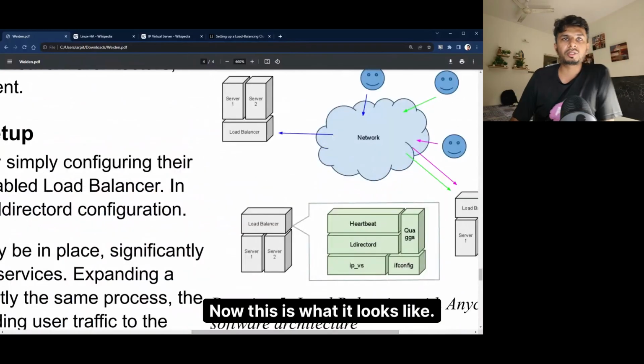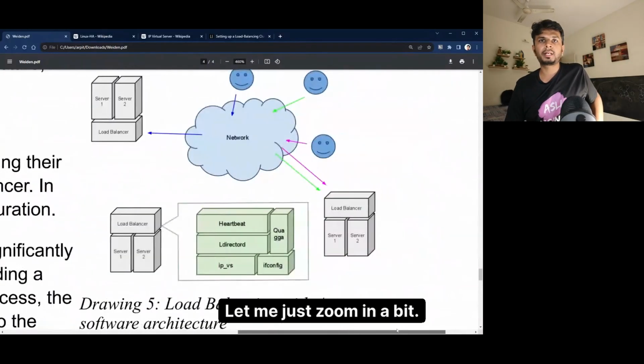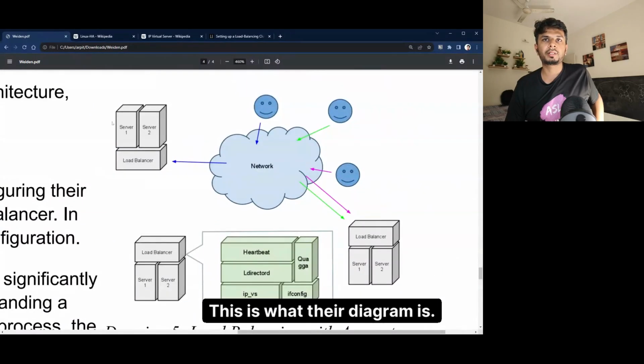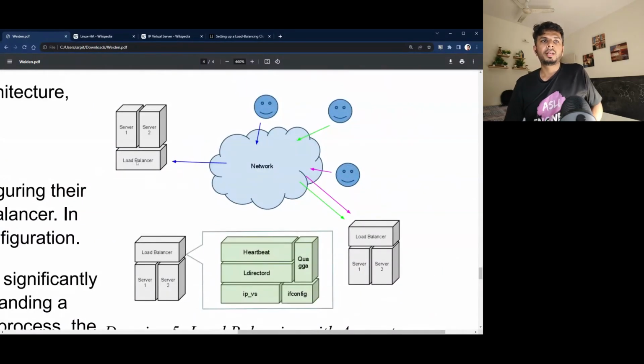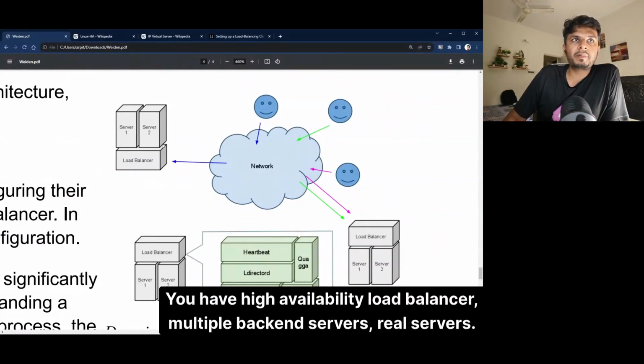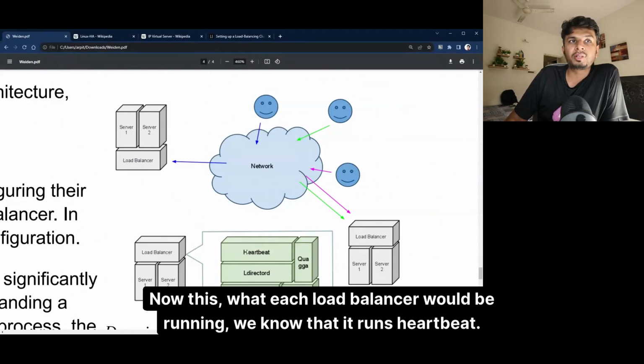Now, this is what it looks like. Let me just zoom in a bit. Okay, this is what their diagram is. This is what their flow is. You have a high availability load balancer, multiple backend servers, real servers. Now, each load balancer would be running, we know, Heartbeat.